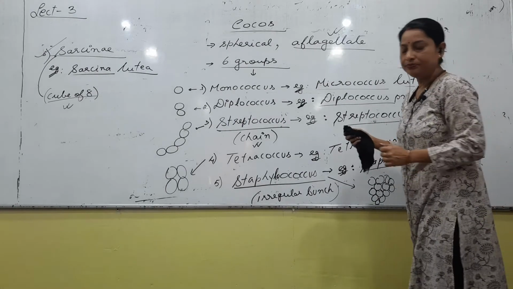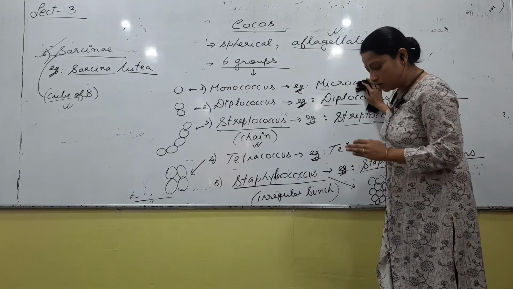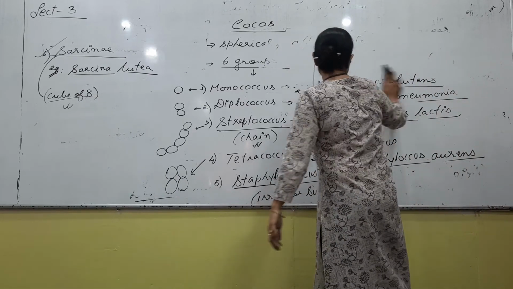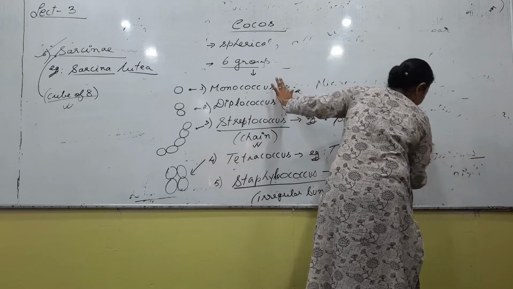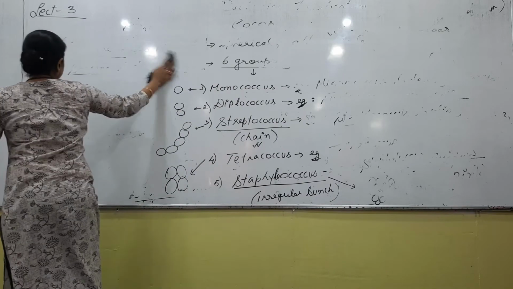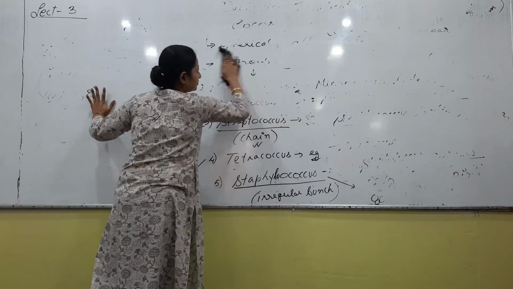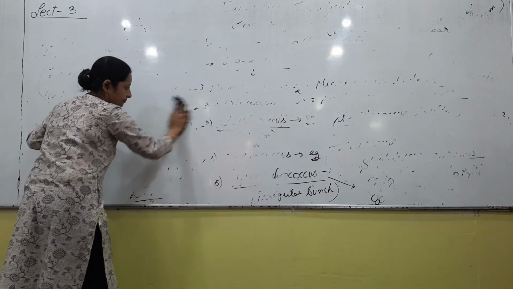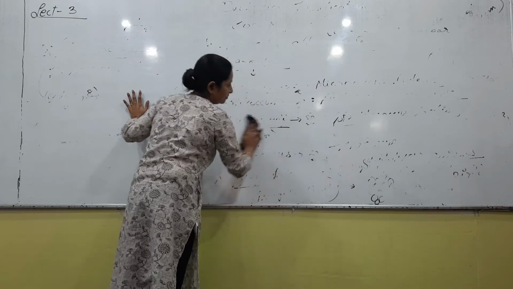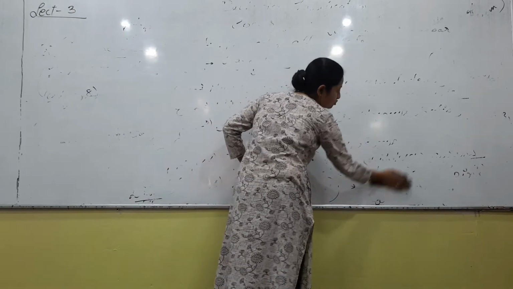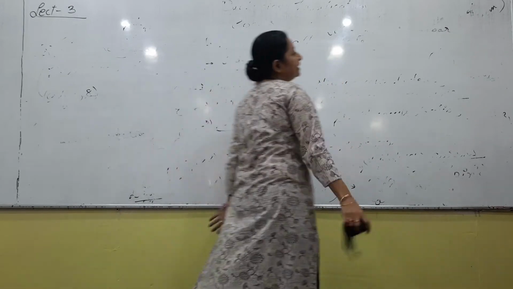Can I rub the board? Online students, has it been written? Did you understand? Okay. Next write bacillus. Put the heading bacillus: first point, rod shape; second point, most common shape, commonly available; third point, flagellate.